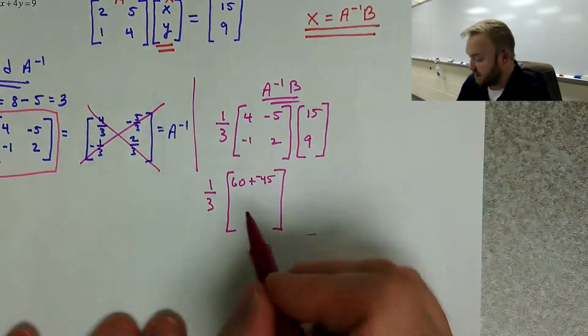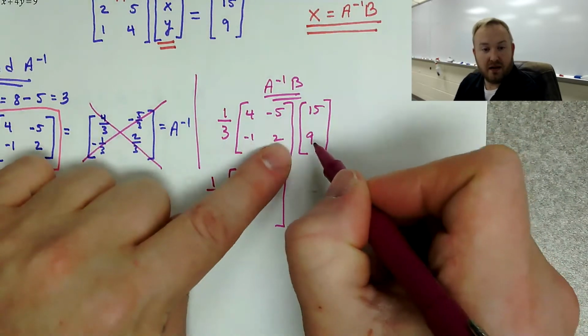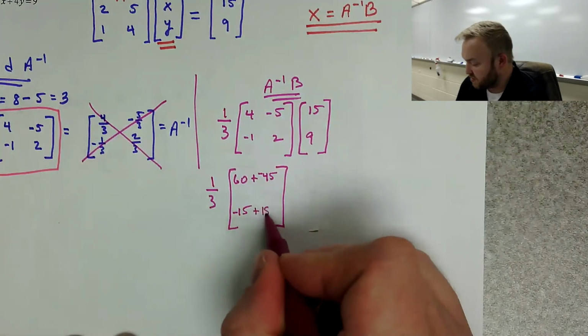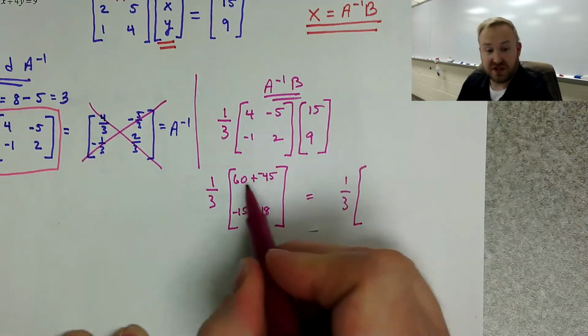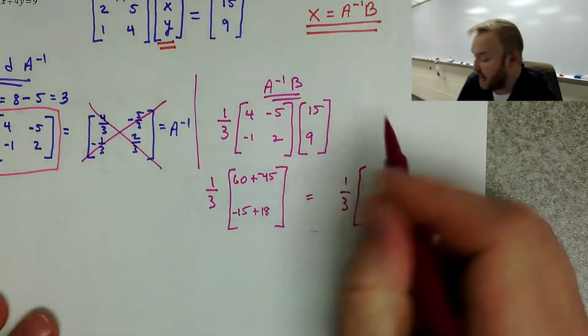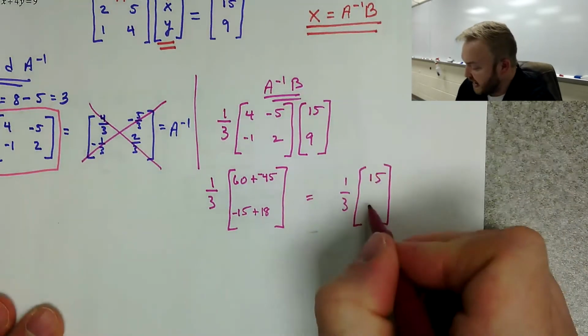Okay, then we're going to do the second row times this column. So -1 times 15 is -15. We move across the row and down the column. 2 times 9 is 18. So we'll add 18. So let's add those numbers. 60 minus 45 is 15. And then -15 plus 18 is 3.